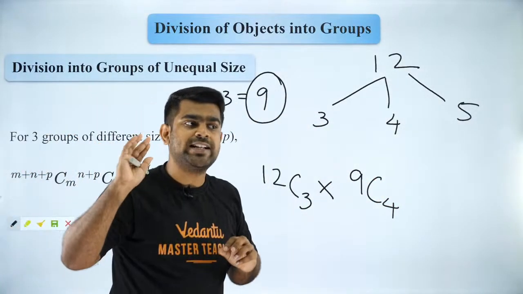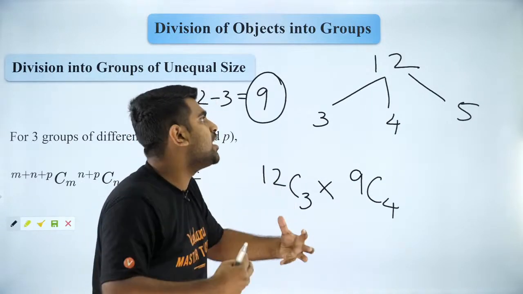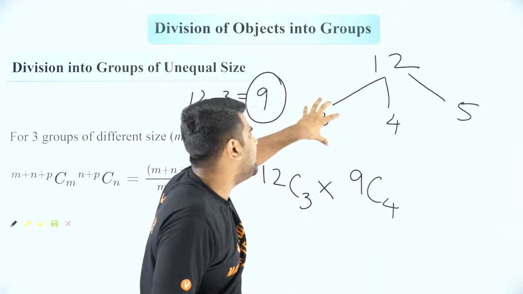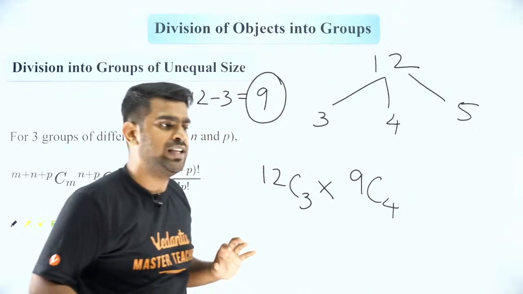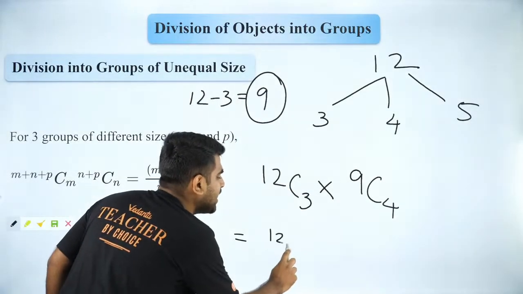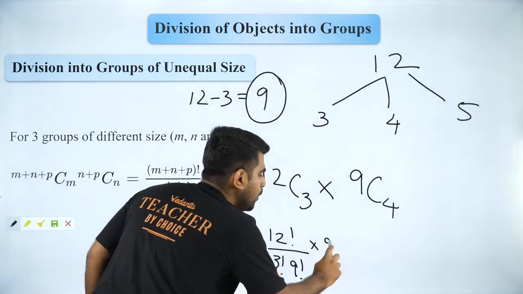Are you guys able to get that? Everybody able to follow that? So that is the way in which I divide 12 objects into 3 different groups of 3, 4 and 5 objects. Are you guys able to understand? So this, if you reduce it, you will get a wonderful formula. What is that?